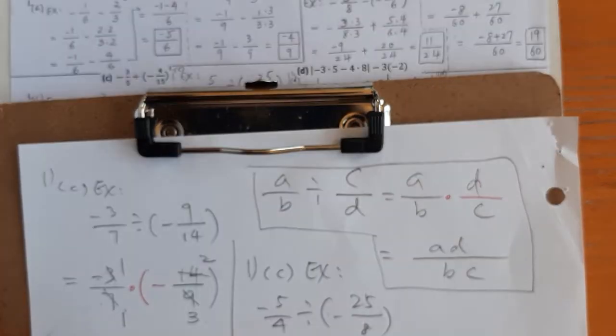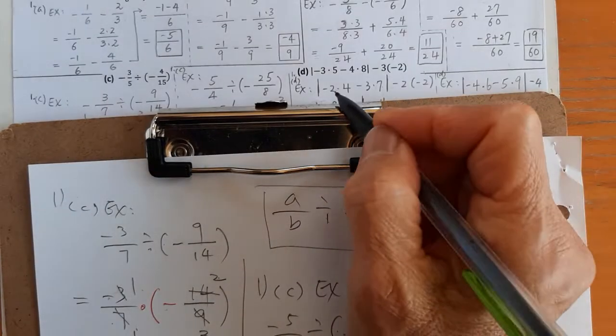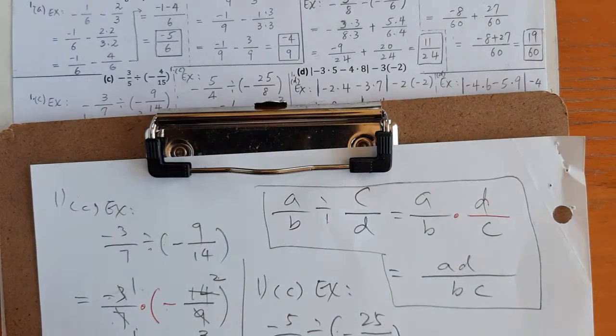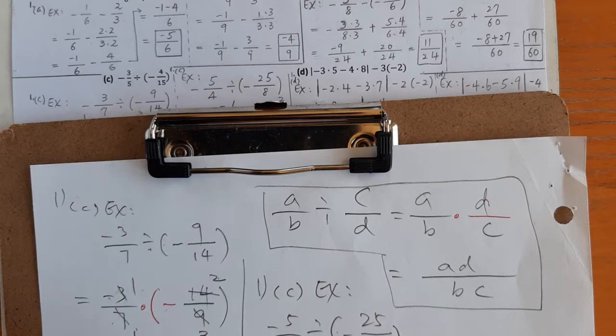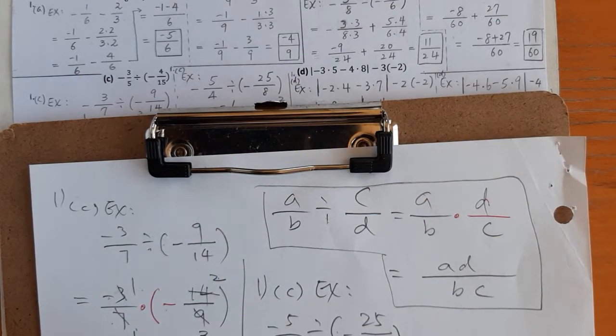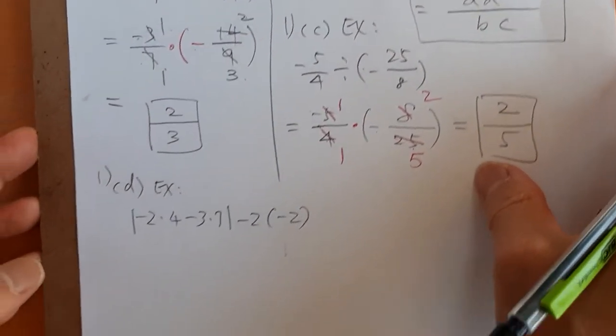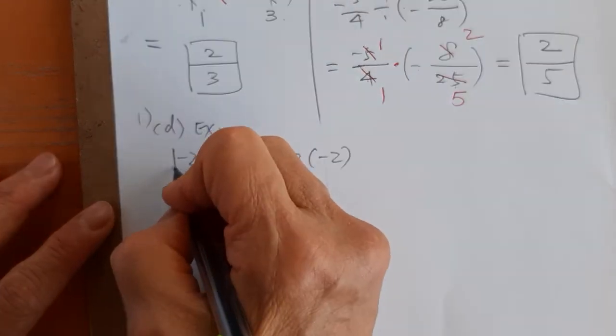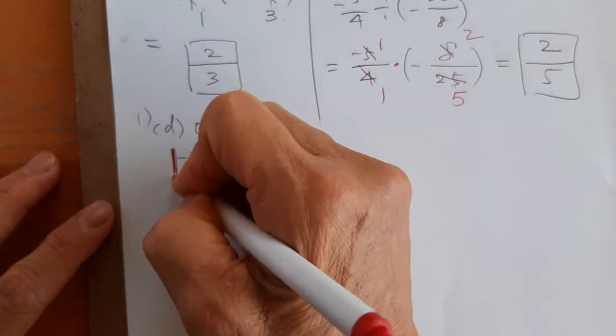And 1D, example. Example like this one, have absolute value. Absolute value, this one. Absolute value, negative 2 times 4 minus 3 times 7. Absolute value, minus 2 times negative 2. So this bar means absolute value.